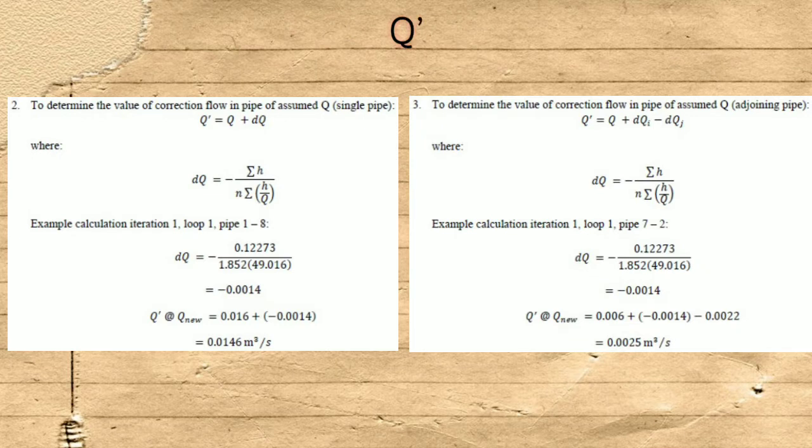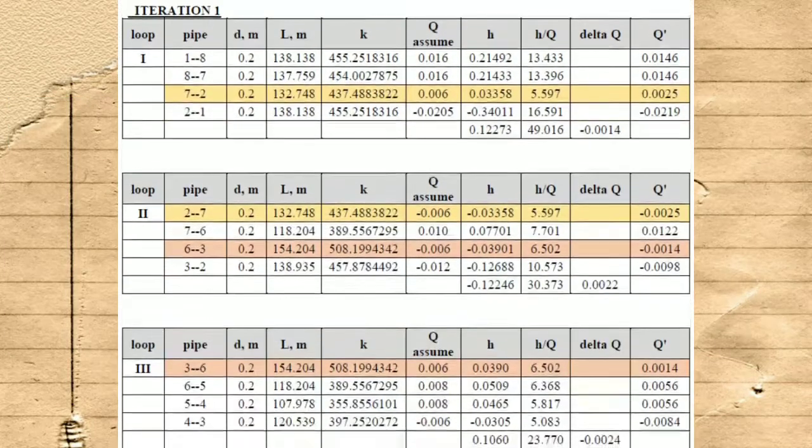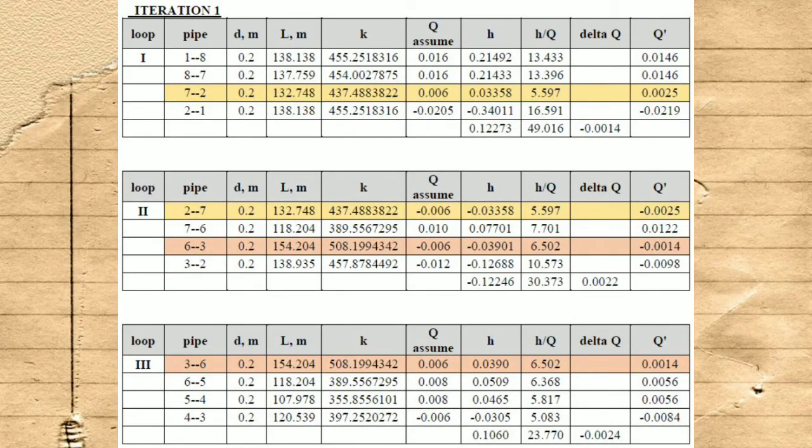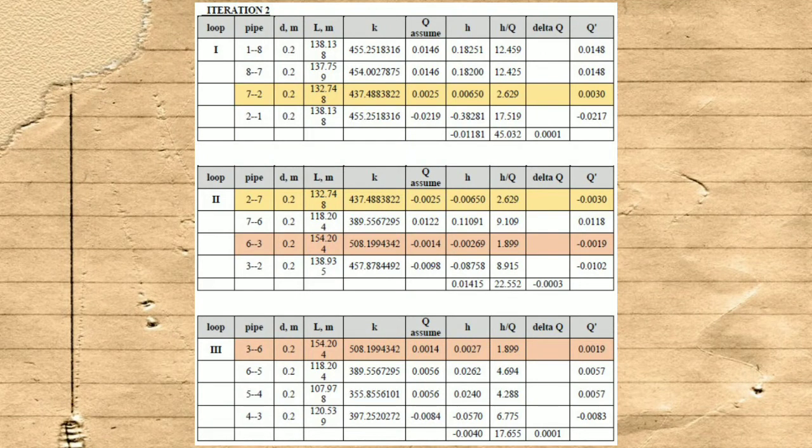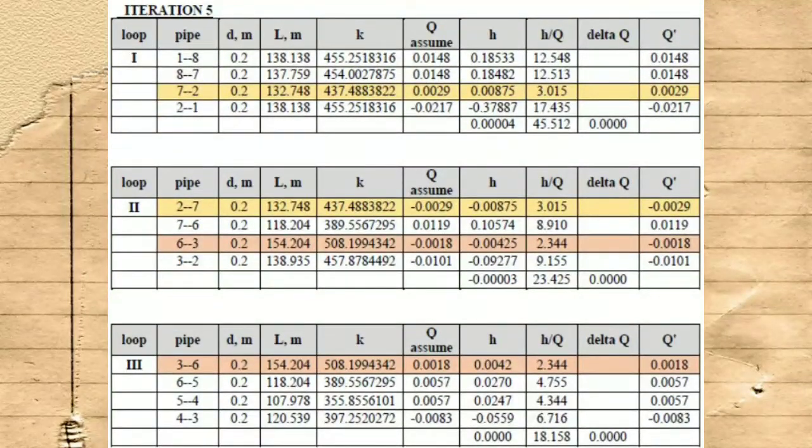In HBM, we also need to find Q prime for single pipe and joining pipe. Both use different formulas. Those values are very important for making the correction in the next iteration if the previous iteration's total H is not equal to 0. We need to extract all the data and put it into this table. To know where to stop, the iteration ends where the total H equals 0. But in this first iteration, we didn't get total H equal to 0. So we need to do a correction and proceed with the second iteration. But in the second iteration, we also didn't get total H equal to 0. So the calculation is repeated until the fifth iteration, where the head loss is approximately 0.